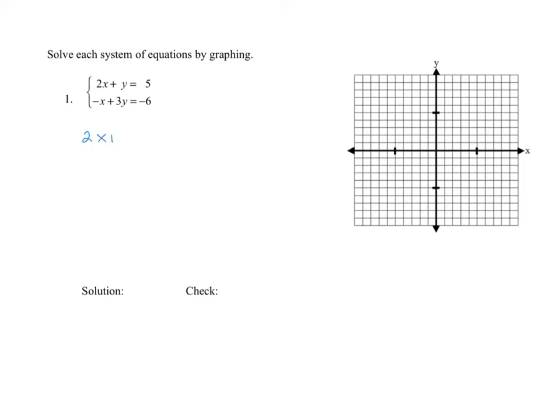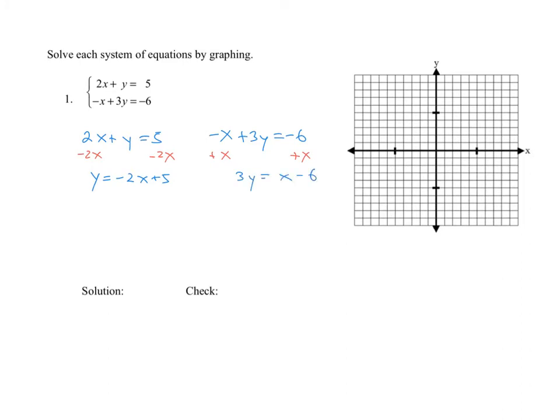So I'm going to take 2x plus y equals 5 and solve for y. To do that, I just need to subtract the 2x from both sides so that term moves over to the other side and I get y equals negative 2x plus 5. Now I'm going to do the same thing with the other equation, negative x plus 3y equals negative 6. I'm going to solve for y, so I'm going to add the x to both sides to move that term over to the other side.